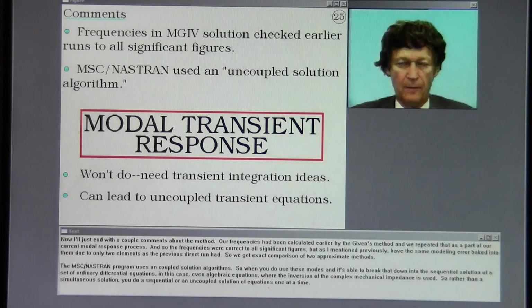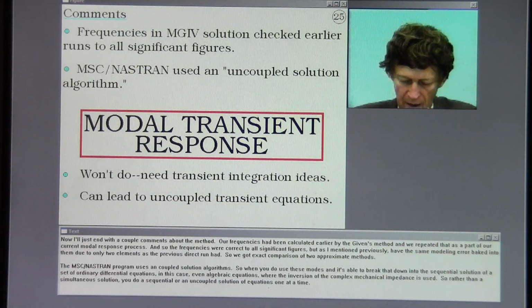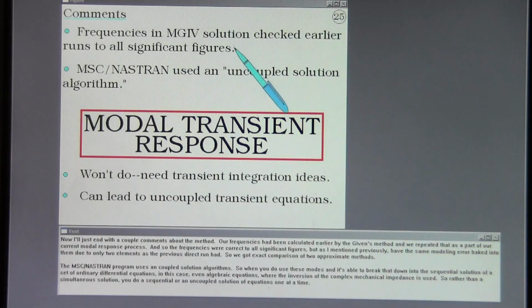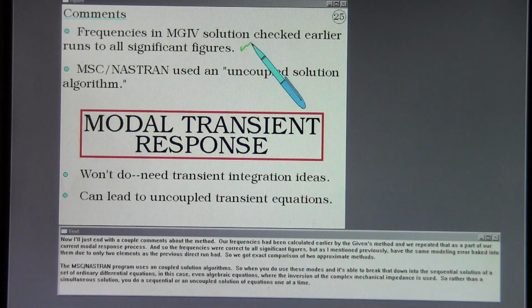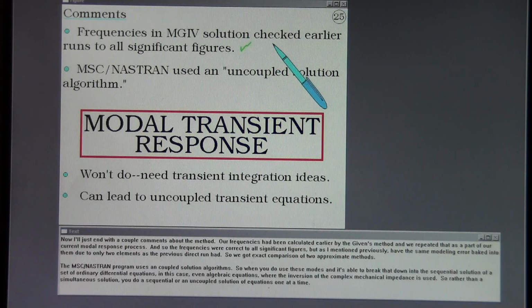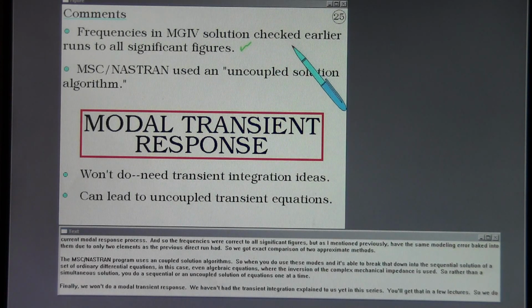Now I'll just end with a couple comments about the method. Our frequencies had been calculated earlier by the Givens method, and we repeated that as a part of our current modal response process, and so the frequencies were correct to all significant figures, but as I mentioned previously, have the same modeling error baked into them due to only two elements as the previous direct run had. So we got exact comparison of two approximate methods.